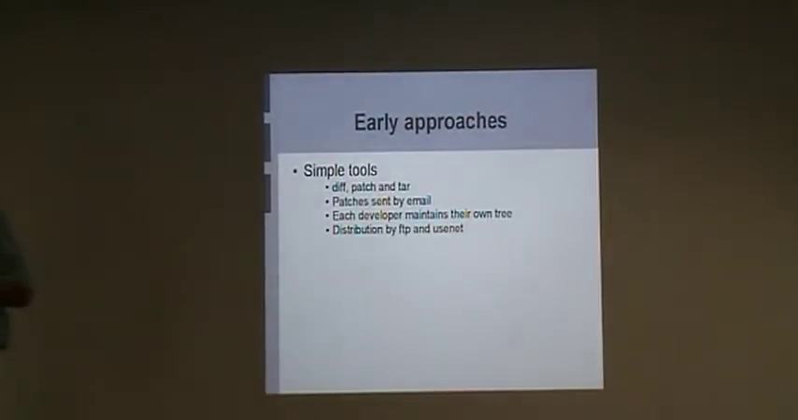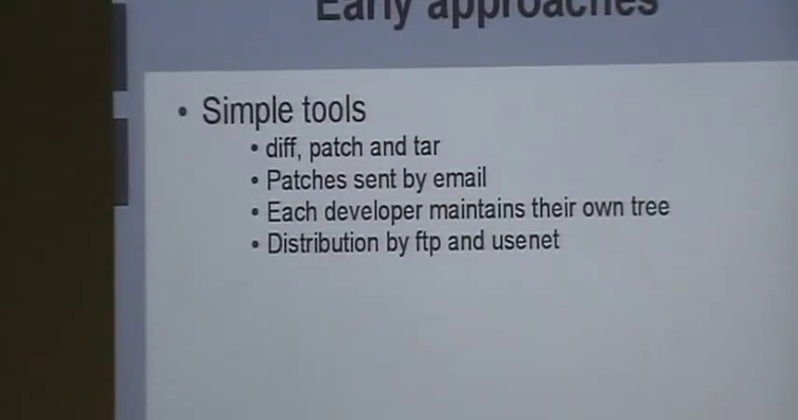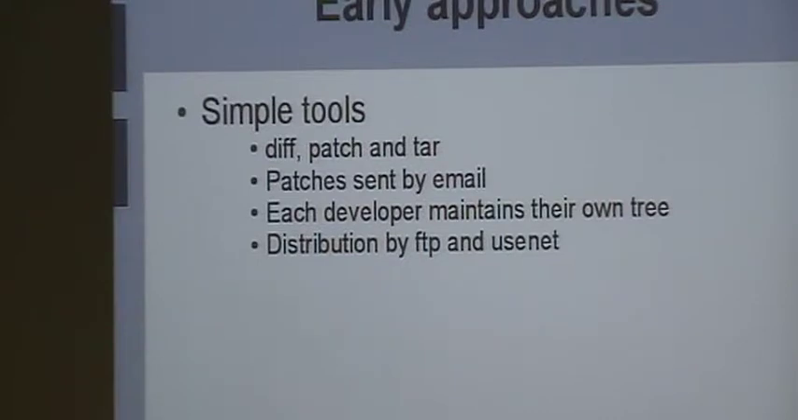So, source code management tools, the early approach. In the early days of free software, very simple tools were used. Basically, the primary ones were diff and patch and tar. People would tar up a set of source code and offer it as a tar file to be downloaded somewhere. You would use the diff and patch tools to work out the differences between this source code and that source code, then to apply those differences from one piece of source code to another.